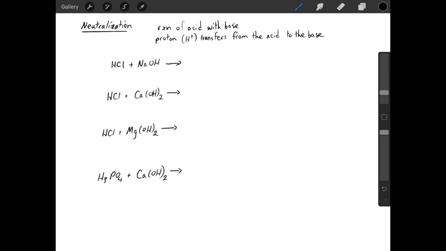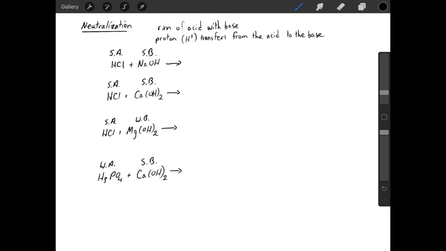So of these 4 examples, in each case, at least one of the acids or the bases is a strong electrolyte. In the first 2 examples, both the acid and the base are strong. So the HCl in both cases is a strong acid. I've given it the abbreviation SA. And NaOH is a strong base, and calcium hydroxide is a strong base. In the third example, HCl is still a strong acid, and magnesium hydroxide is a weak base. And in our final example, phosphoric acid is a weak acid, and calcium hydroxide is a strong base.